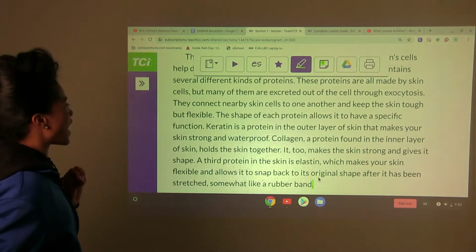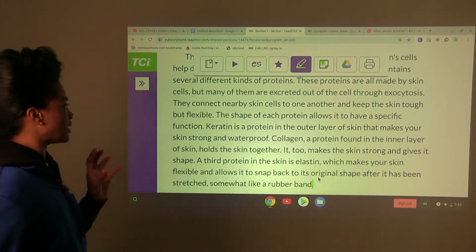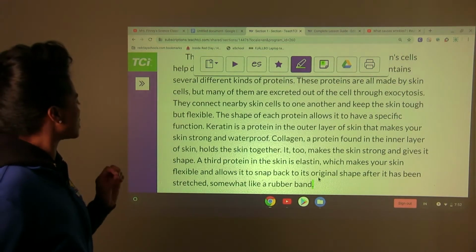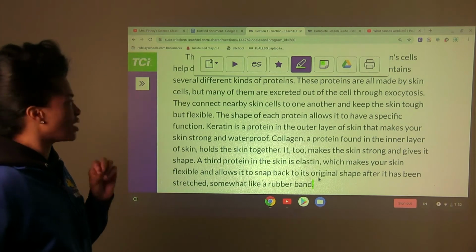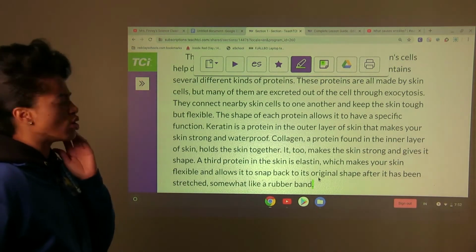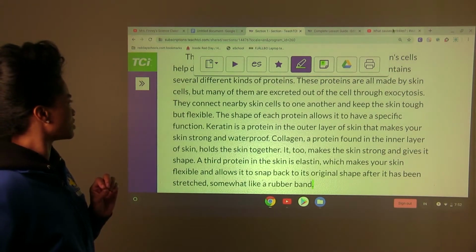Let's take a quick look at a video that dives a little bit more into collagen and elastin, and to see how that connects to wrinkles on the face, okay, or on the skin.